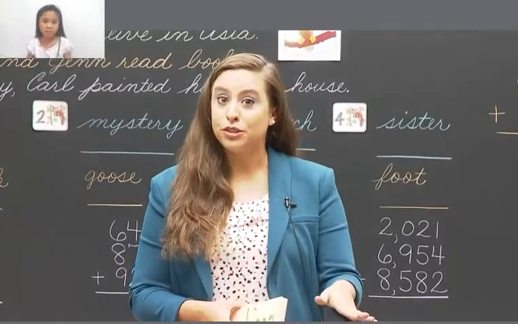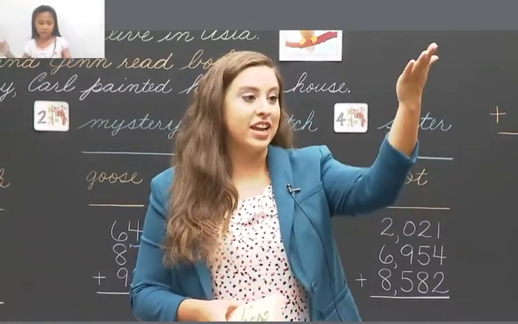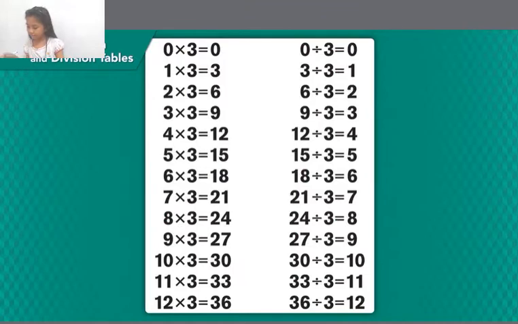This time boys will start and girls will echo. Boys stand, 0 divided by 3. Doing the division side. Ready? Begin. 0 divided by 3 equals 0. 3 divided by 3 equals 1. 6 divided by 3 equals 2. 9 divided by 3 equals 3.